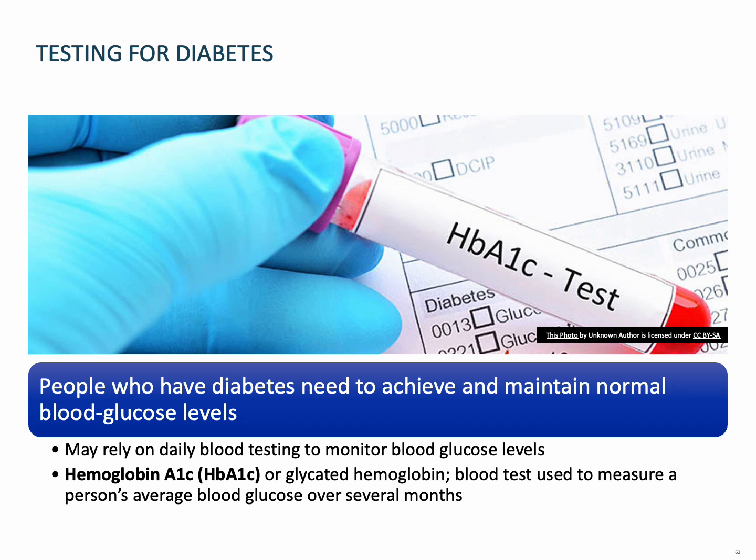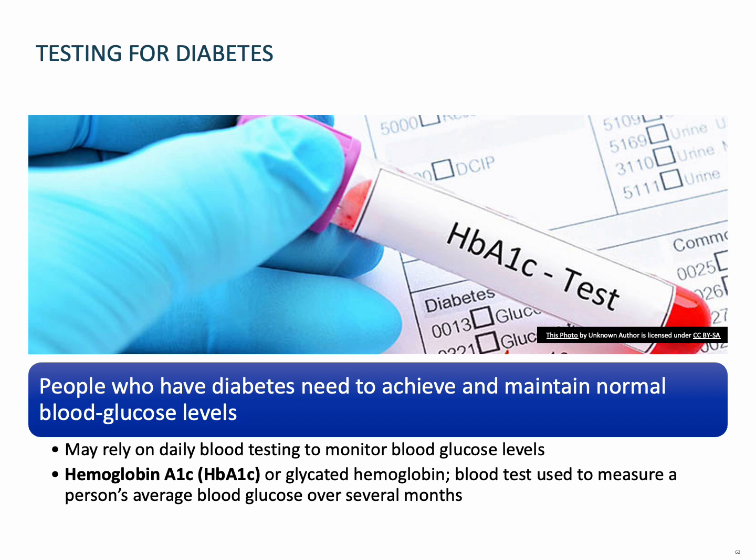The goal when treating diabetics is that they achieve and maintain normal blood glucose levels. So diabetics will typically test their blood sugar at least once a day, and depending on how long they've been diabetic and how cautious they are, sometimes more often than that. Another way to test blood sugar is something called hemoglobin A1C, and that is done in a lab setting. That's not a home test. That looks at the average blood sugar over a period of several months.